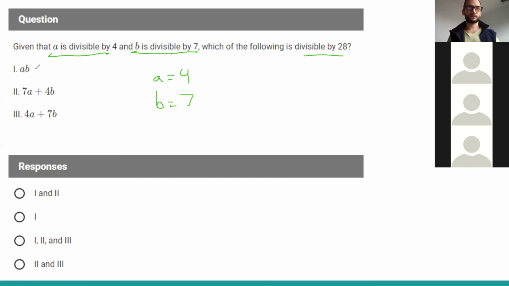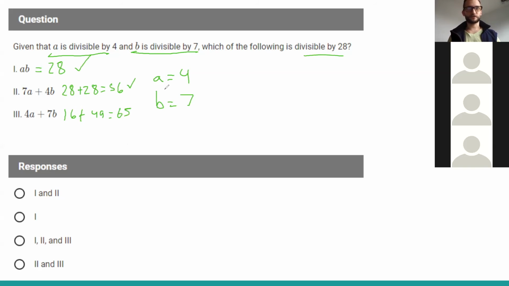So now let's plug it in. A is 4, B is 7. 4 times 7, 28. Is 28 divisible by 28? Yes. Next one: 7 times 4, 28, plus 4 times B, which is 7, 28. 28 plus 28 is 56. Does 28 go into 56? Yes, it does, 2 times. Next one: 4 times 4, 16, plus 7 times 7, 49. That gives me 65.